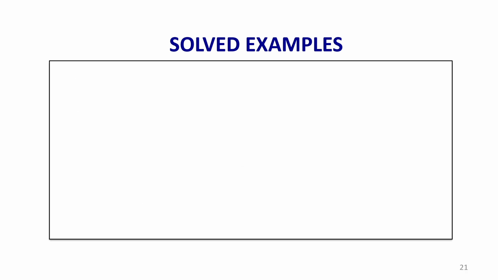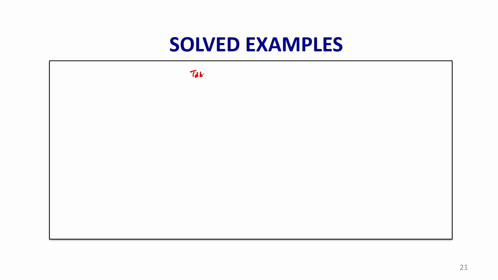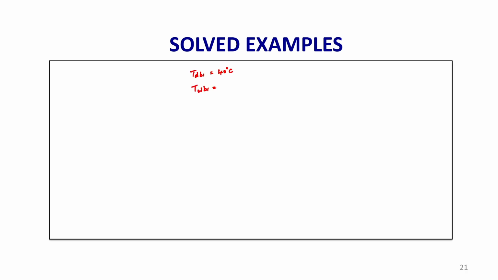So you can use DBT or WBT. For the inlet, we always use state point 1, and for the outlet it is state point 2. If it is a mixing process where one air stream mixes with another air stream, there will be multiple state points. So dry bulb temperature at 1 is given as 40 degrees centigrade. Wet bulb temperature at 1, both temperatures are given at the inlet, is 20 degrees centigrade.